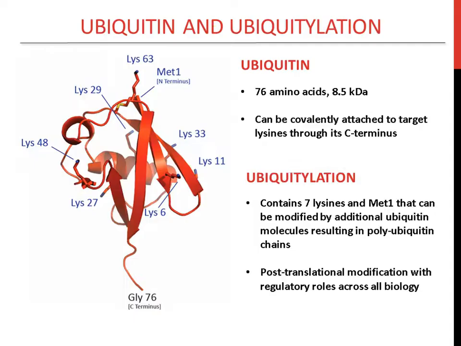Now, ubiquitin. Ubiquitin is a small protein of 76 amino acids, and it's ubiquitous in the eukaryotic system, which is where it gets its name from. And it's almost identical in all eukaryotes in sequence. It can be covalently attached to target lysines, and now it seems to be other amino acids as well, through its C-terminus. And because it contains seven lysines and the N-terminus, which can all be ubiquitylated again, we have eight different chain types that can be formed. And it's a very important post-translational modification across virtually all biology.